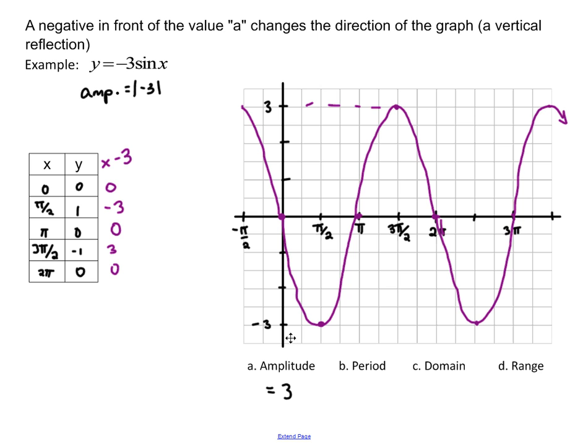The period has not changed. We have one basic period going from 0 to 2 pi, so that's what we say is our period right here. Our domain, still all real numbers. We haven't changed anything about that domain. And the range, we go from our minimum y value at negative 3 to our maximum y value at positive 3. So that range is dependent on that amplitude, which is why we want to get it all the time. Okay, so more graphs to come.